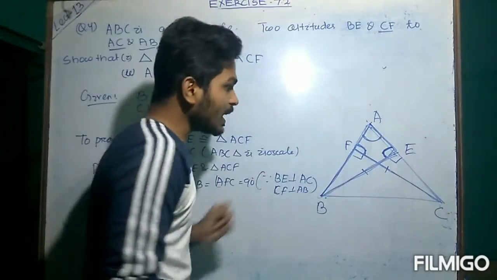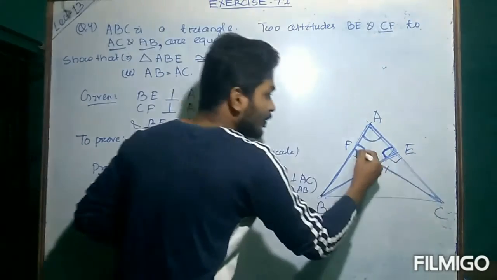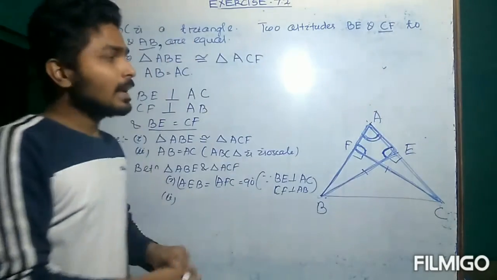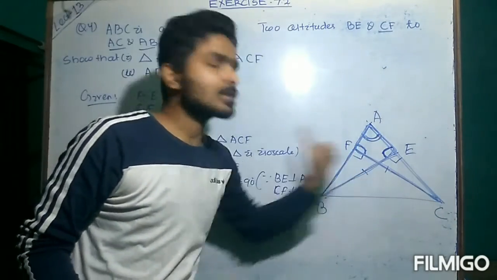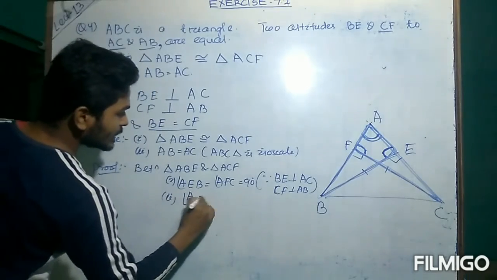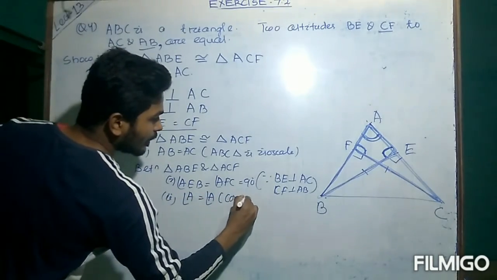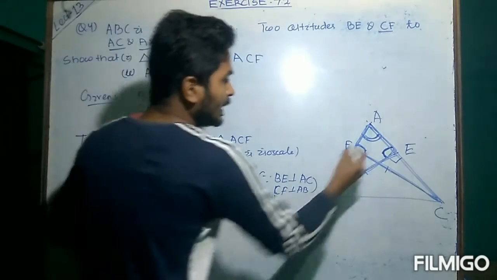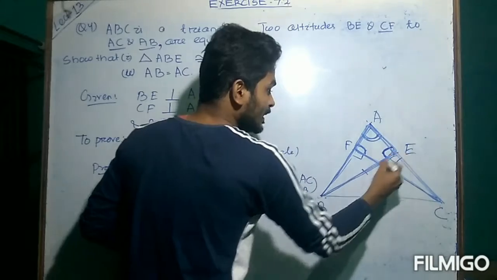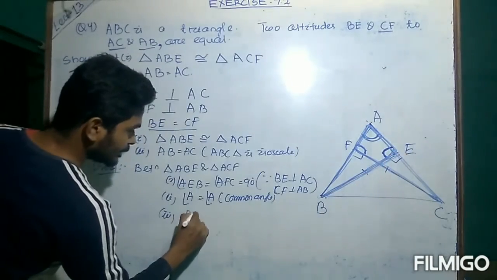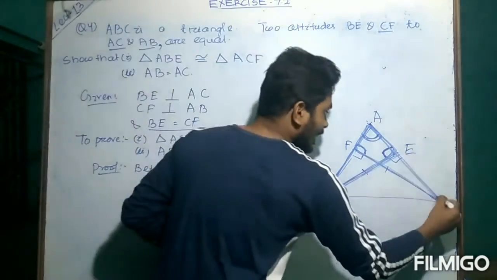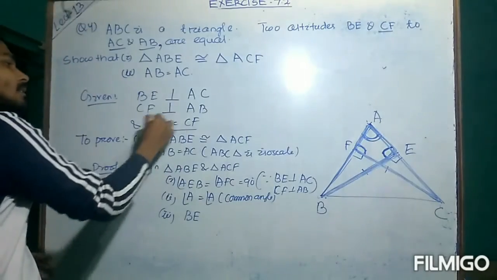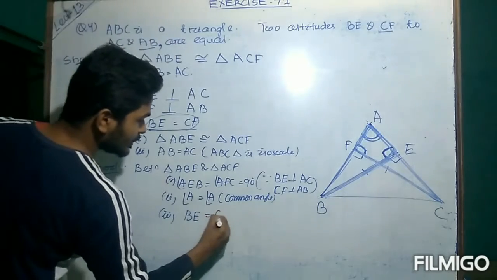The second condition is, if we consider this as a triangle, then this A is an angle of this triangle. Similarly, if we consider this ACF as a triangle, then this is also an angle for this triangle. So A is the common angle to both triangles. So you can write A is equal to A, common angle. The third condition is, in the triangle ABE, this side BE is equal to, in the triangle ACF, this side CF. BE is equal to CF. It is given.